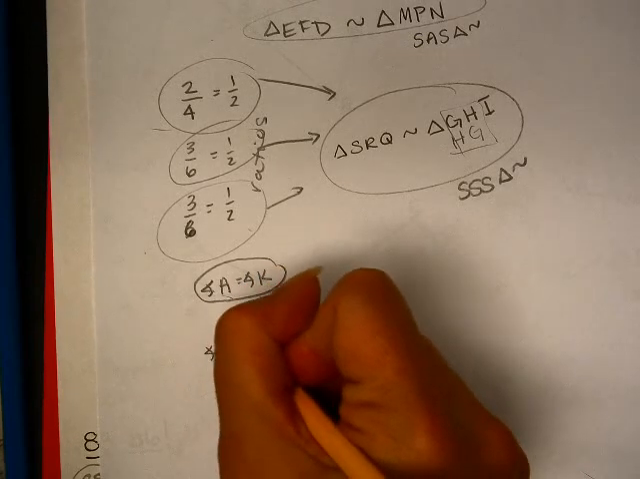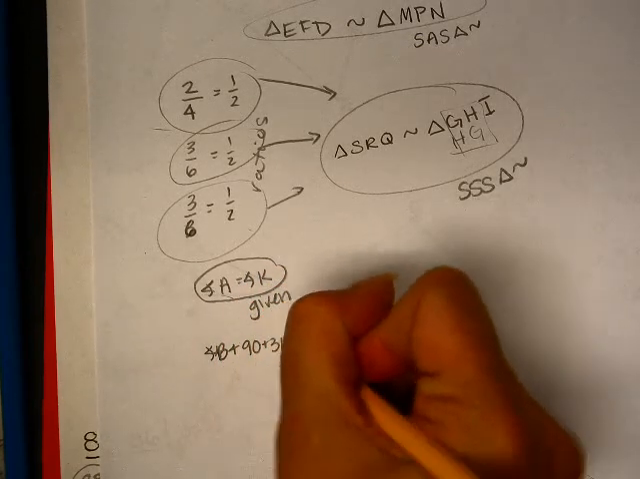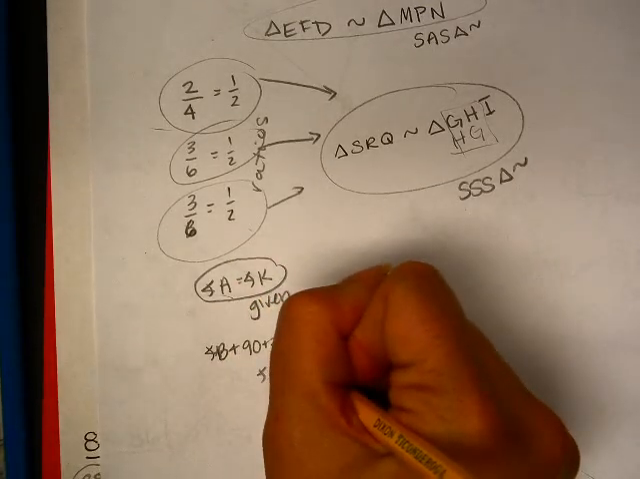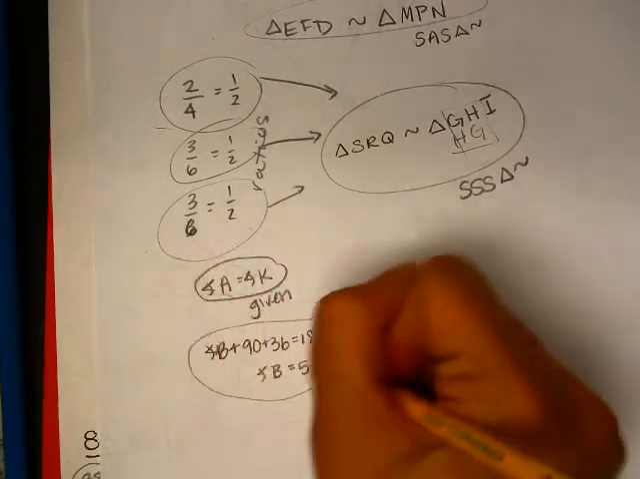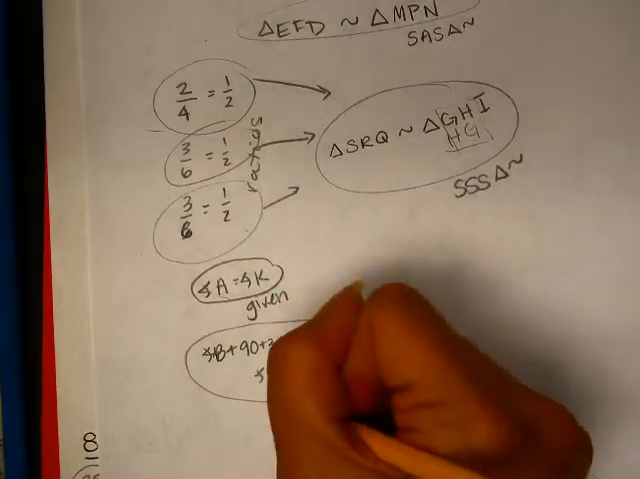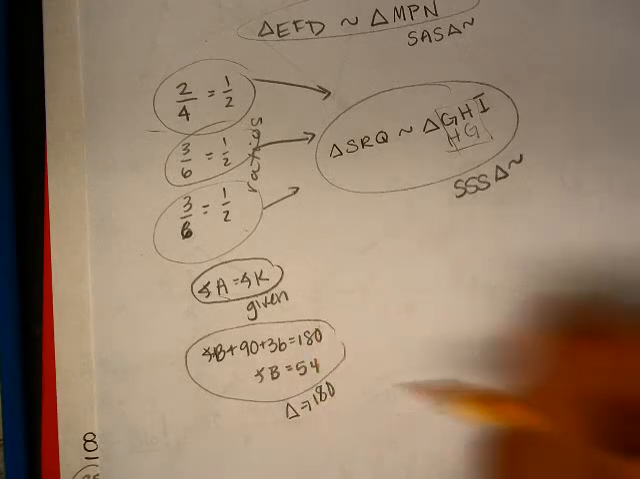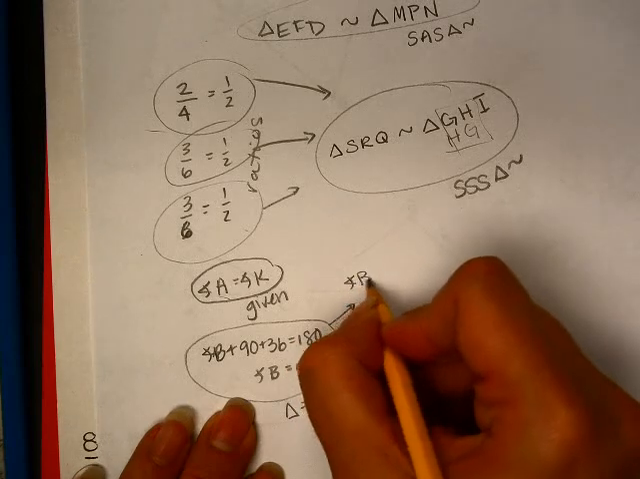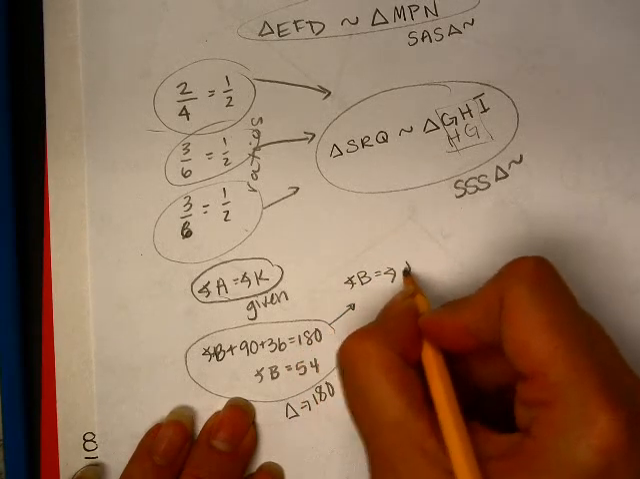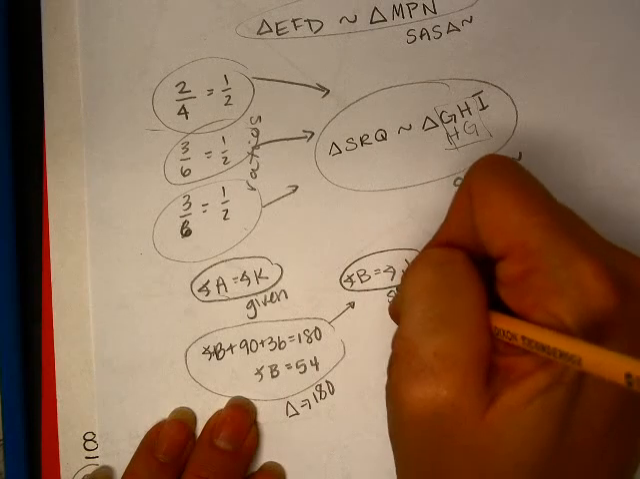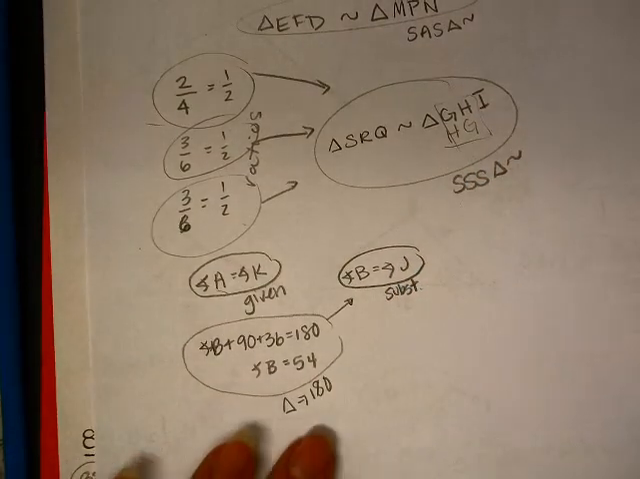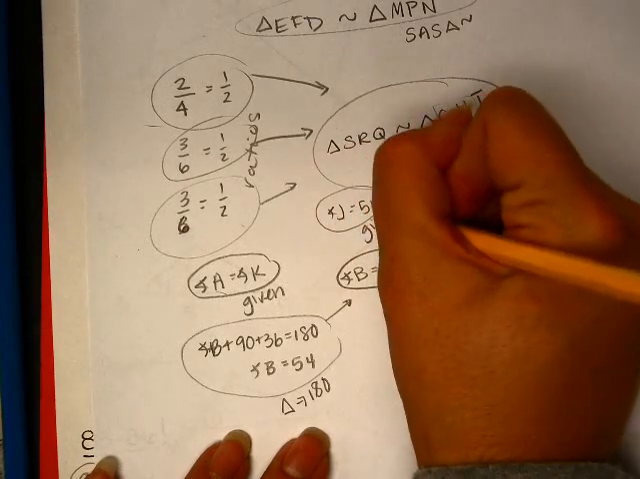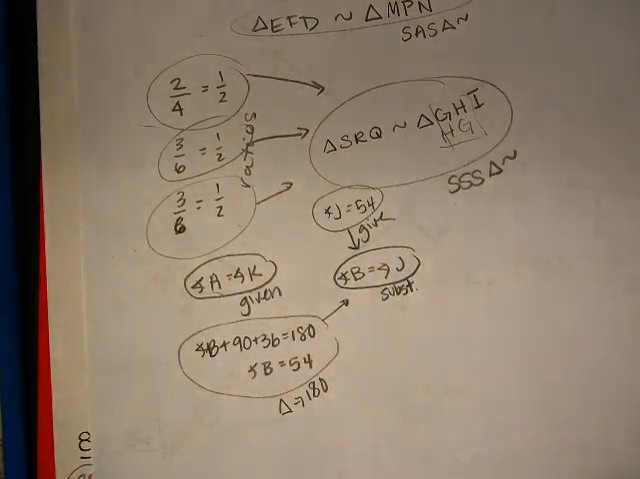So angle B plus 90 plus 36 is equal to 180. So angle B is equal to 54. Now the reason I'm allowed to set that up is triangles equal 180. Now that I have 54, I can say angle B is equal to angle J because of substitution. I was given one piece, and because angle J is equal to 54, I'm able to put those guys together to get that those guys are equal to each other.